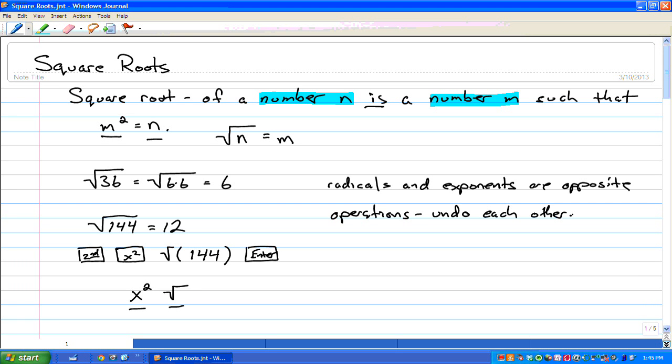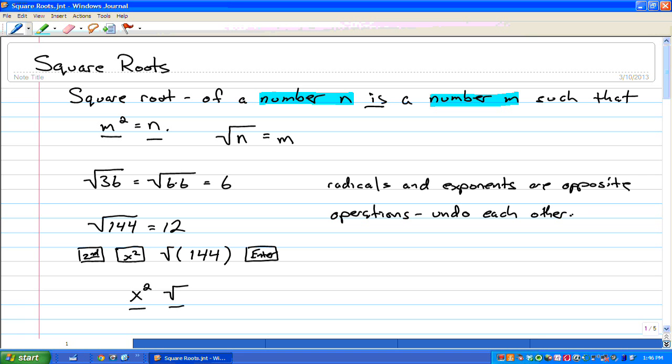The reason that's an important concept is because we're going to be solving equations that involve exponents or involve radicals, and so the way that you're going to solve them, just like we have all other equations, is by doing opposite operations. And so you want to understand that these things are opposites of each other.